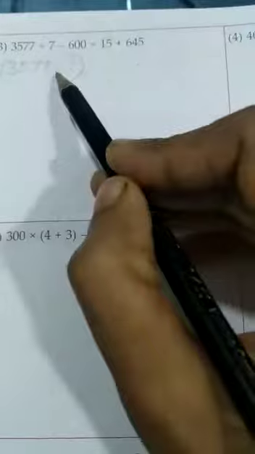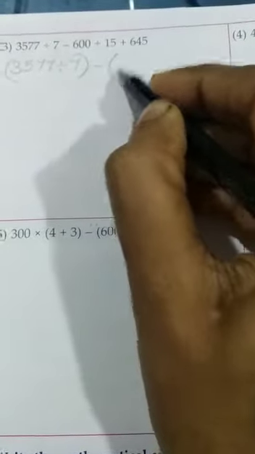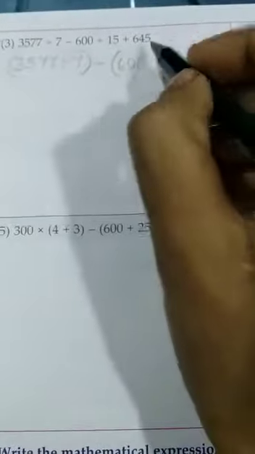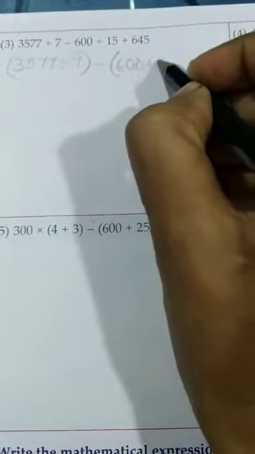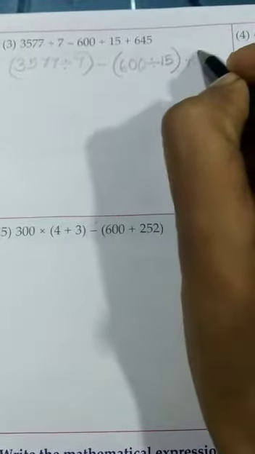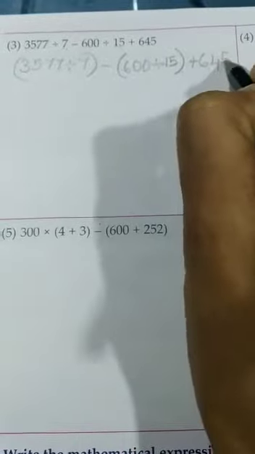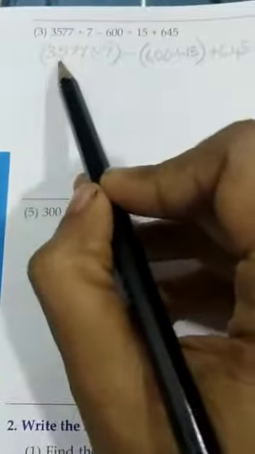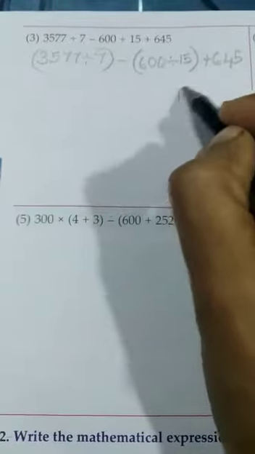That means 3577 you have to divide by 7. And then here also one more division is going to happen. What is it? 600 divided by 15. Then you will add 645. So here we have to do this. So let us first do the division here.